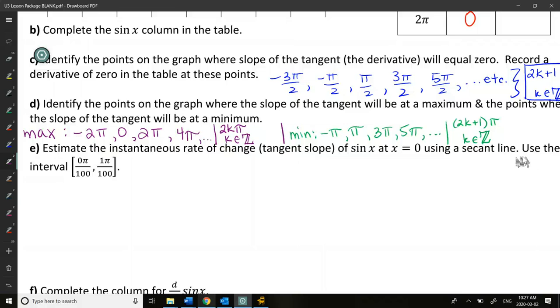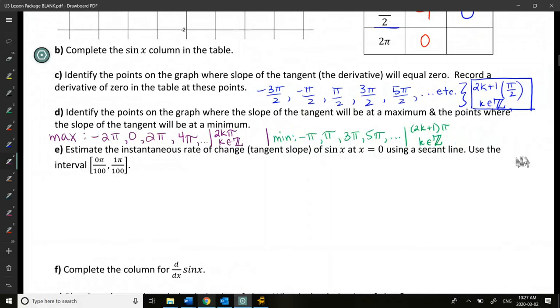Or I could use negative π/100 and positive π/100. You could use negative π/1000 and positive π/1000. We're just looking for something really close to 0, a tiny interval. So we're using this secant slope to figure out an estimation for the tangent slope. Do you remember those limit charts that we did in advanced functions, where we shrunk the interval closer and closer together and then found the limit? This is basically what we're doing, but we're just making the interval small to begin with.